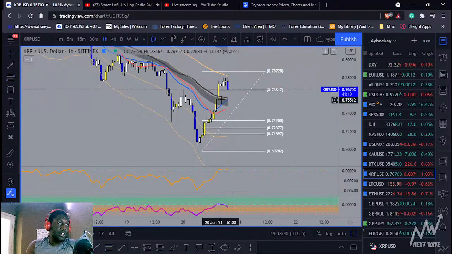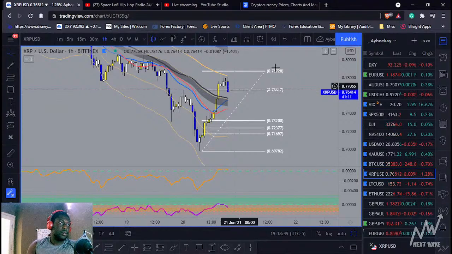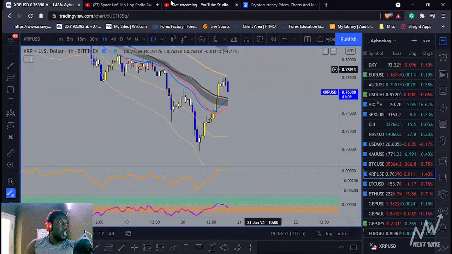And then again, same thing. I just want to see price come down here. It probably will give a fake buy at first, but I'm looking for 72 cents. I'm looking for that 72 cents, and as we speak, price is dropping, so that's good.